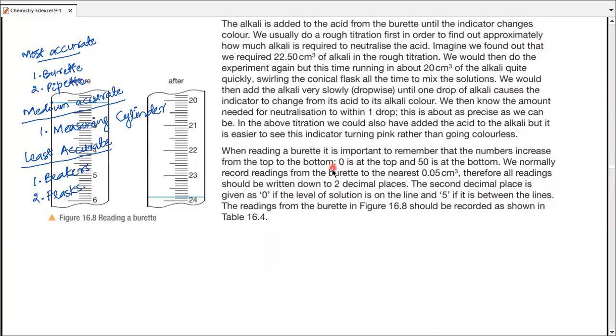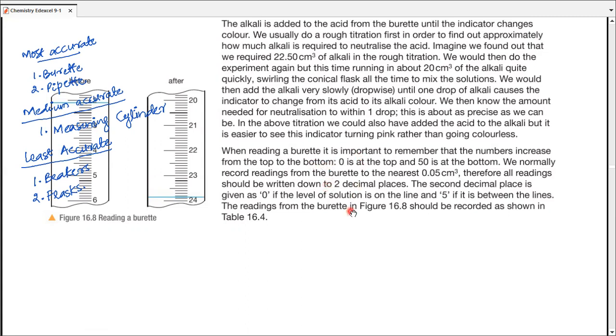So when we do the experiment again, we'll be running in about 18 or 20 cubic centimeter of alkali quite quickly, swirling the conical flask left and right all the time to mix the solutions. Then we add the alkali very slowly for the next 5 cubic centimeter, whatever that we are going to use, 1 drop after another, because even if we do use 1 drop extra, it would change the color and it would change the neutralization point or the accuracy of result by a much bigger amount. So make sure you don't even use a drop extra on top of it.